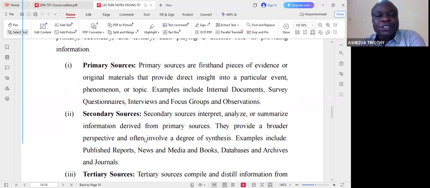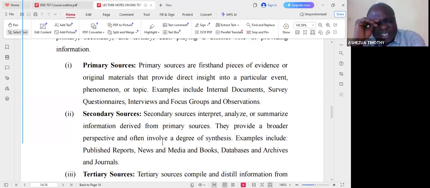Now, secondary sources. Secondary sources interpret, analyze, or summarize information derived from primary sources. They provide a broader perspective and often involve a degree of synthesis. Examples include published reports, news and media and books, databases and archives and journals.